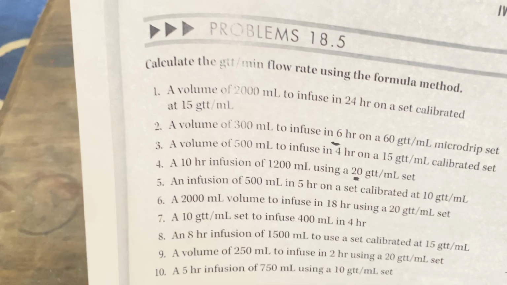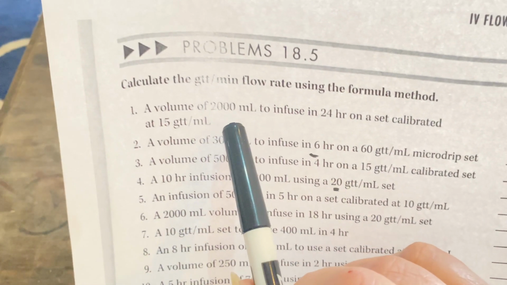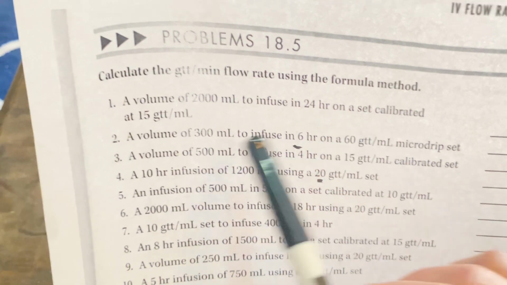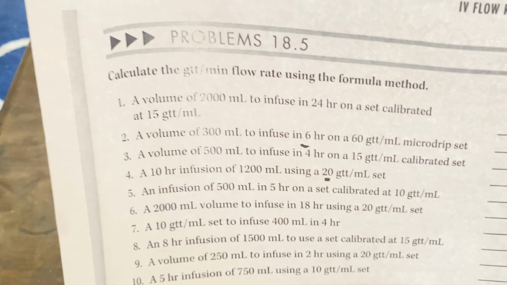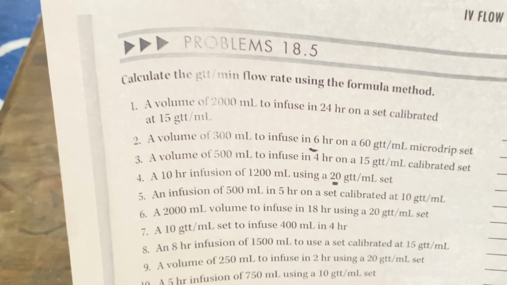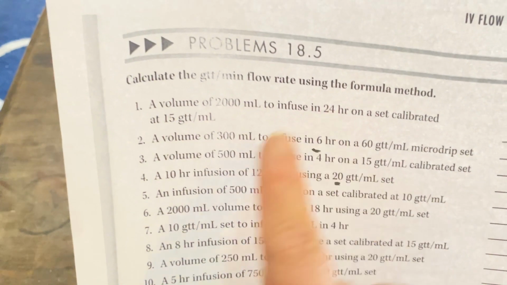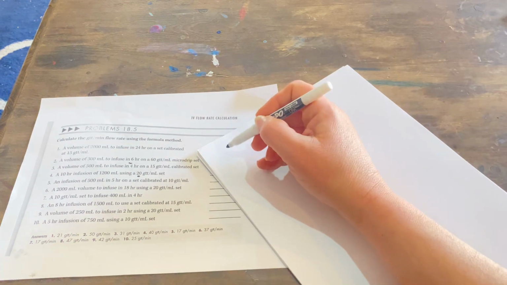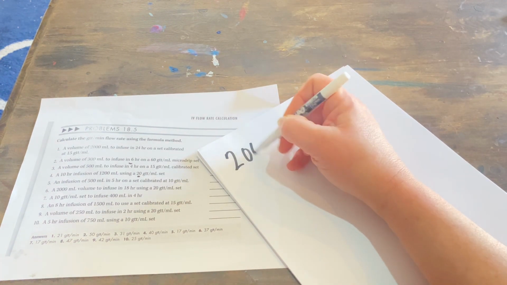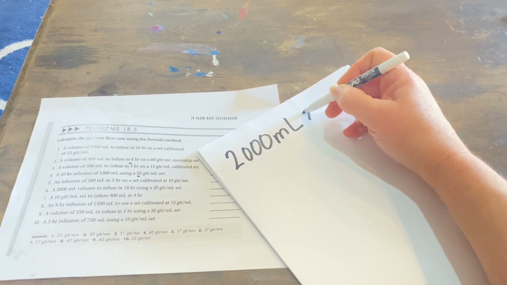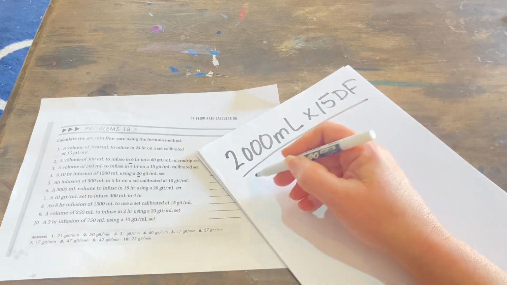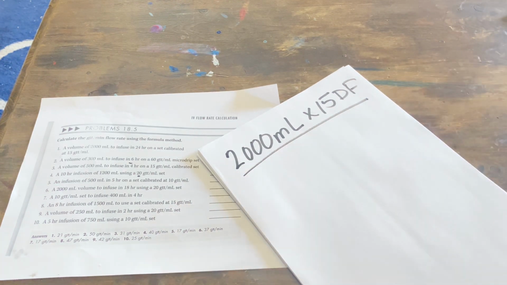Okay? So we have a volume of 2,000 milliliters to infuse in 24 hours with a 15 drop factor. So here we go, setting up our problem. 2,000 over 24 hours with a 15 drop factor. We have 2,000 milliliters times a 15 drop factor over 24 hours.